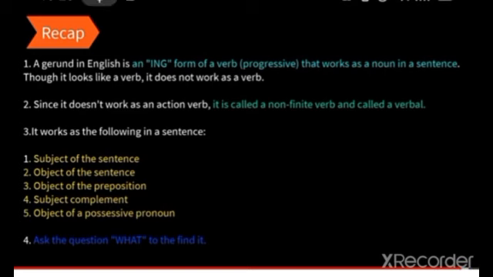Now I'm going to share a short exercise that is about the gerunds. Watch this video carefully, at least twice, and then move towards that exercise which I'm going to share in your Google Classroom.